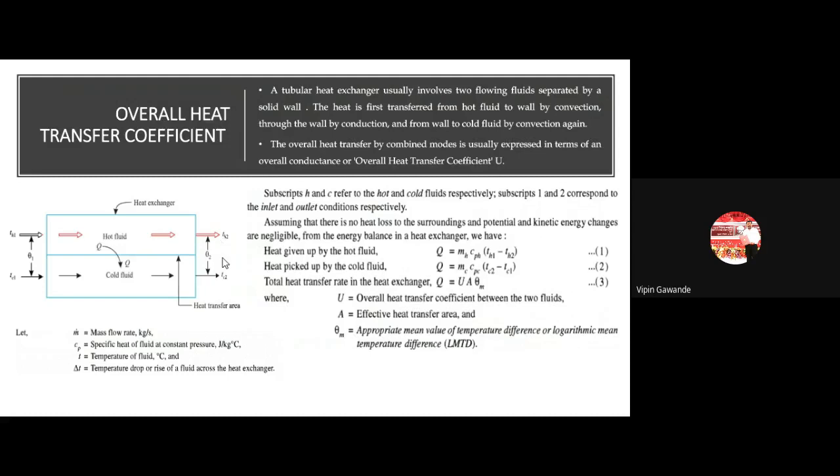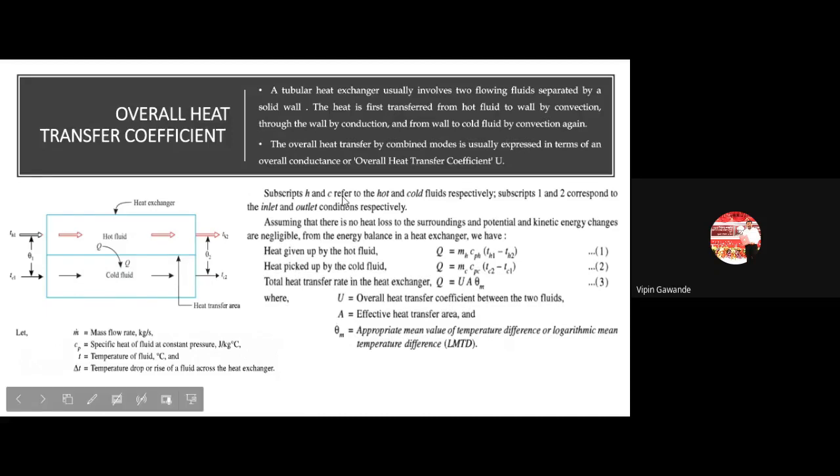So suppose we consider a tube, and a hot fluid is going through this tube. The heat will transfer from this fluid to the wall by means of convection. Then inside the wall it is by conduction, and again from the wall to another fluid it is by convection. So the modes of heat transfer are changing.